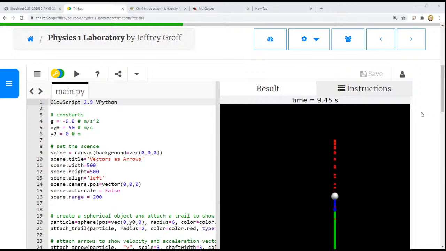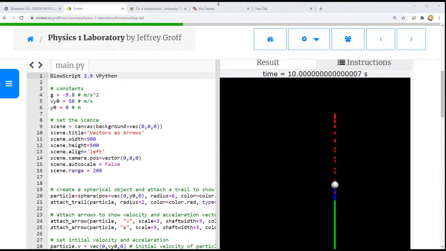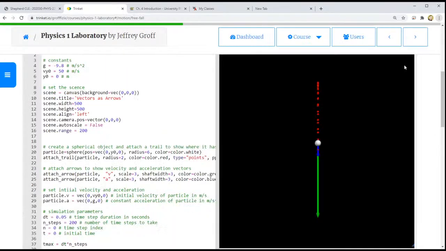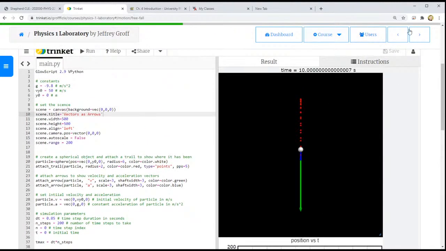I'm trying to get this so you can see it pretty well. Zoom out a little bit. There we go. Now I can click run. So this simulation is a ball that goes up and comes back down. And what you're seeing is the velocity vector in green and the acceleration vector in blue. The velocity starts going up, then it gets small, and it changes direction and comes back down. And the little red dots show where it was.